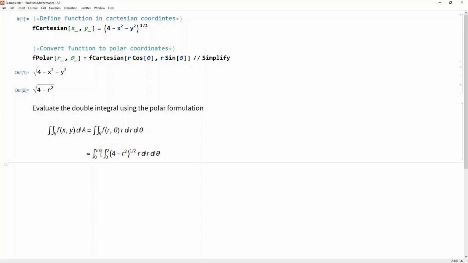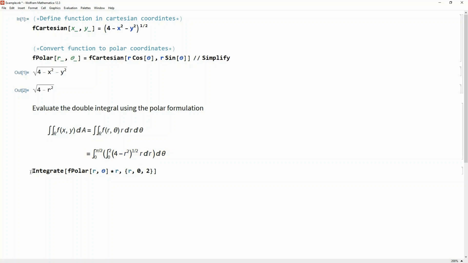At this point, let's go back and do this like we did earlier, and I'll put some parentheses around this to denote that we want to do this integration first. This is actually quite simple. Integrate f polar of r and theta, which is the square root of 4 minus r squared, but then I have to add the r times r, and I'm going to integrate this from r going from 0 to 2. That was our limits of integration.